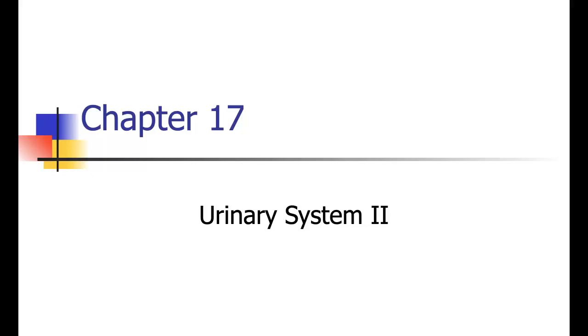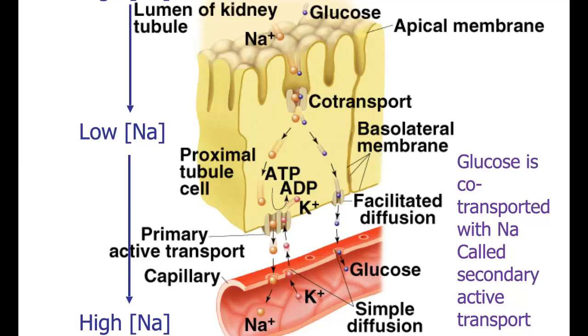So this is part 2 of urinary system, part 2 of chapter 17. And now we get to talk a little bit more about these mechanisms of secretion and reabsorption happening within the kidney. So remember, this is where we're looking at the co-transport of glucose with sodium. This is an example of secondary active transport.